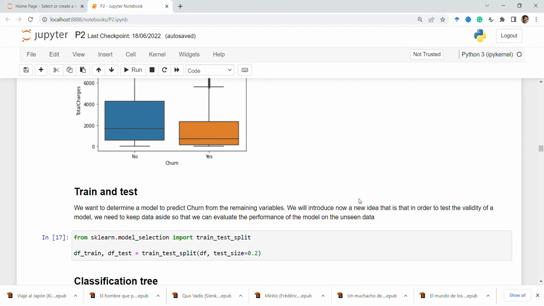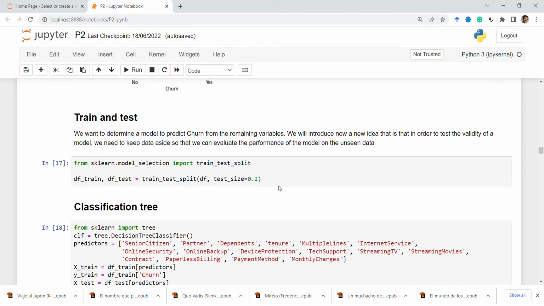So here we will start introducing another technique that is typically used in data analysis. This is separating the data in two parts. One is training, the other one is test. There is an even more advanced technique that separates in three parts that are called train, test, and validation.